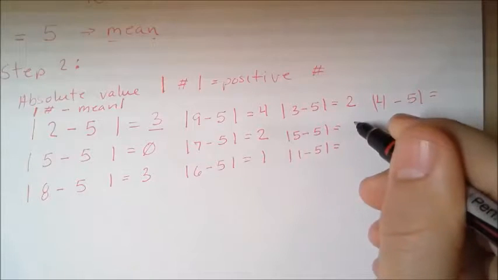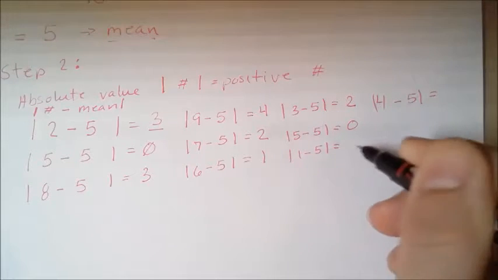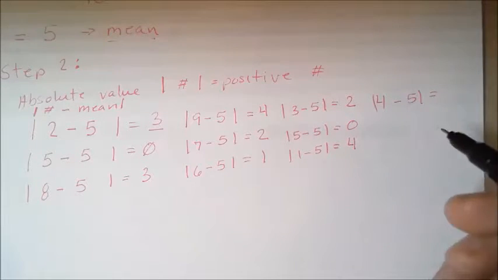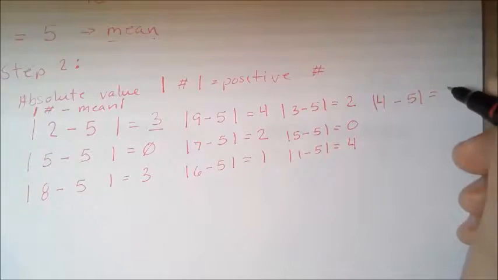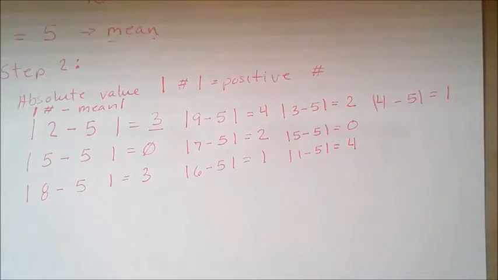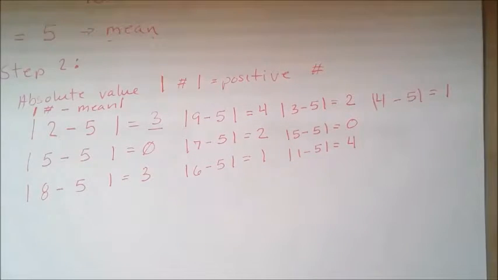5 minus 5 is 0. 1 minus 5 is 4. And 4 minus 5 is 1. So now we've gotten all of our numbers. So now that we've got this, we want to move to the next step. We want to go to step 3.